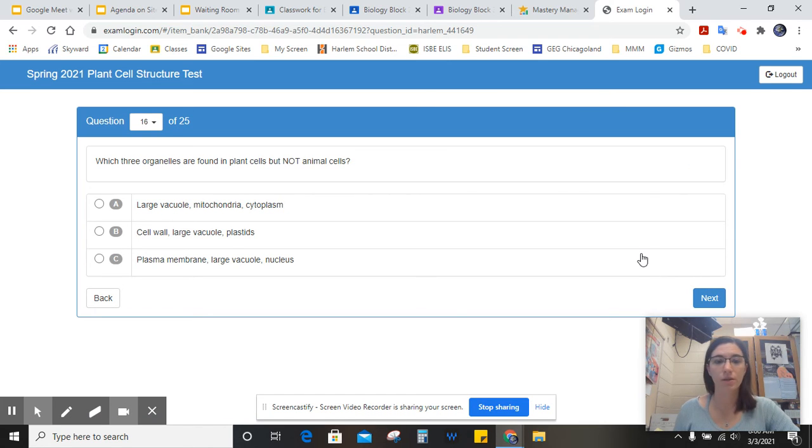Question 16. Which 3 organelles are found in plant cells but not animal cells? Is it A, large vacuole, mitochondria, the cytoplasm, B, the cell wall, large vacuole, and plastids, or is it C, plasma membrane, large vacuole, and the nucleus? Question 17. How much of a typical plant cell's volume does the central vacuole occupy? Is it A, less than 10%, B, 25%, or C, more than 50%?